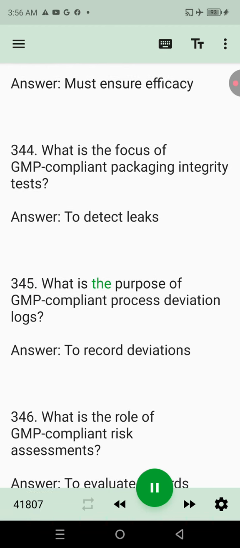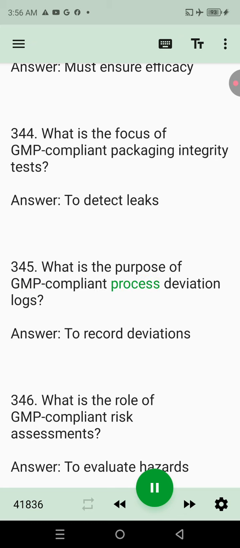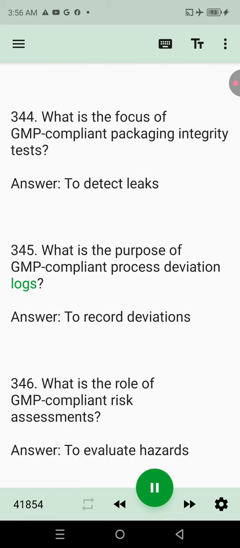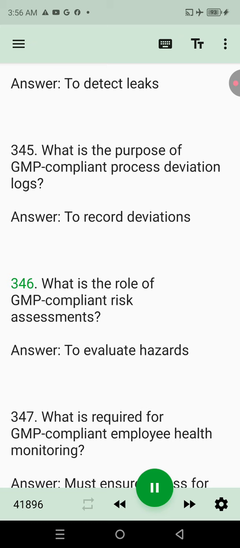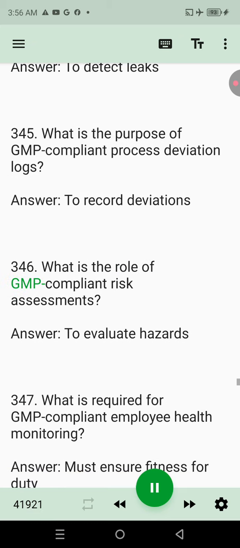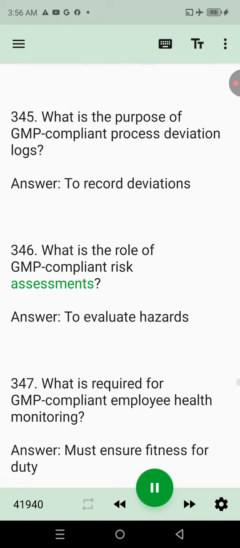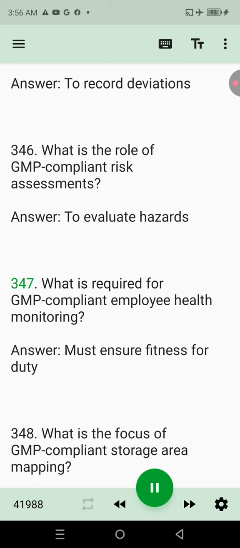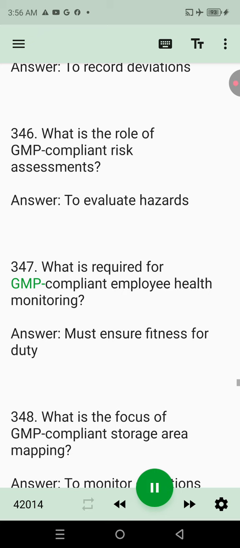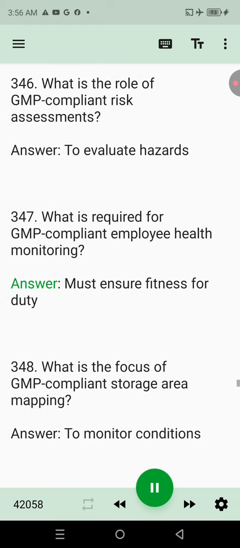345. What is the purpose of GMP-compliant process deviation logs? Answer: to record deviations. 346. What is the role of GMP-compliant risk assessments? Answer: to evaluate hazards. 347. What is required for GMP-compliant employee health monitoring? Answer: must ensure fitness for duty.